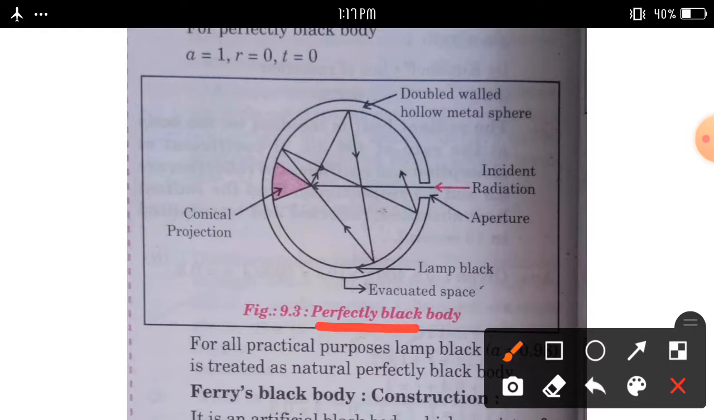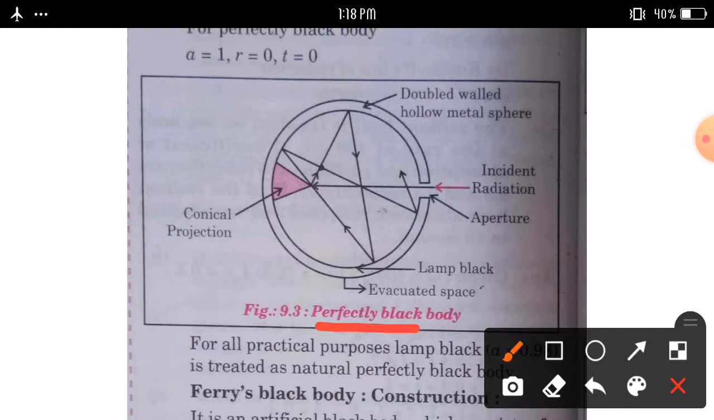Firstly, we discuss here construction and working. For practice purpose, lamp black A is equal to 0.98. 0.98 is treated as a natural perfectly black body. According to Ferry black body, firstly we discuss here construction.